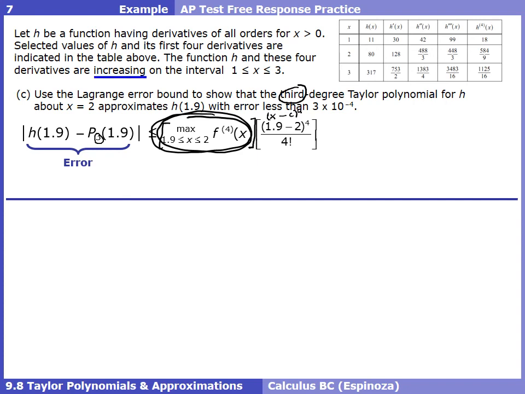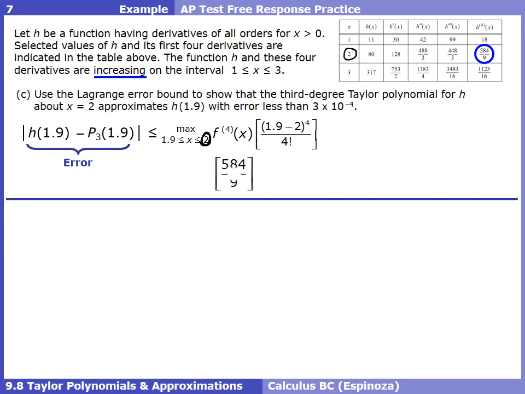Well, to figure that out, we need to see, like that last problem, whether the function is increasing or decreasing. If you remember that last problem, even though we don't know what this graph looks like in this particular problem, we know that the function is increasing, like you see underlined in blue here. And if it's increasing, that means the maximum value happens at the right endpoint. And that happens, of course, at 2. So here we want to find the max value at x equals 2 for the fourth derivative. And you can see from the table that's 584 over 9.